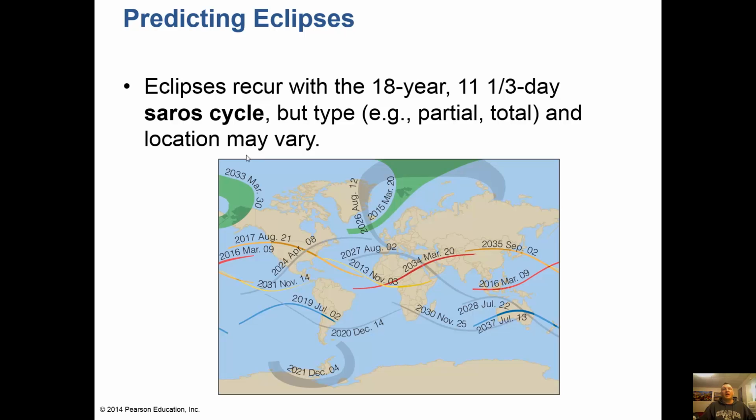Here we see that one, August 21st, 2017. This is going to be the one that goes right through, very close to Springfield. When we had one in 2012, it went right through Las Vegas.